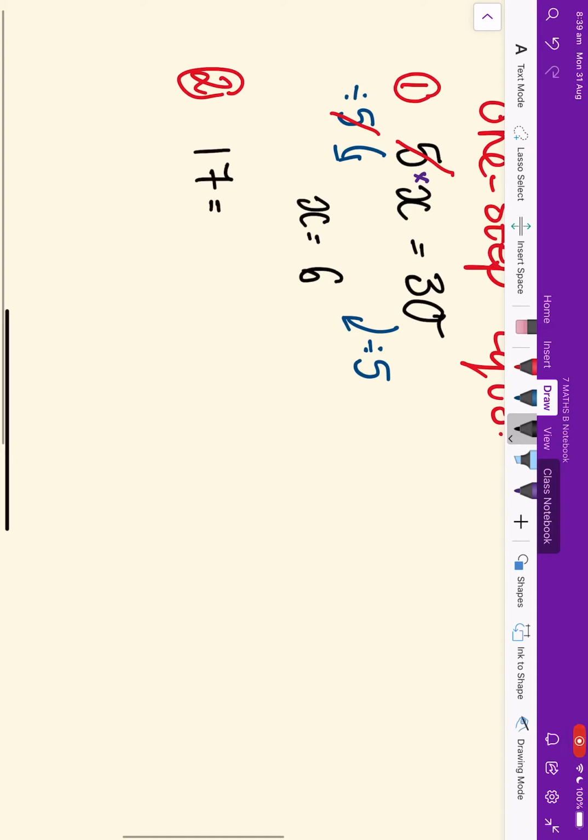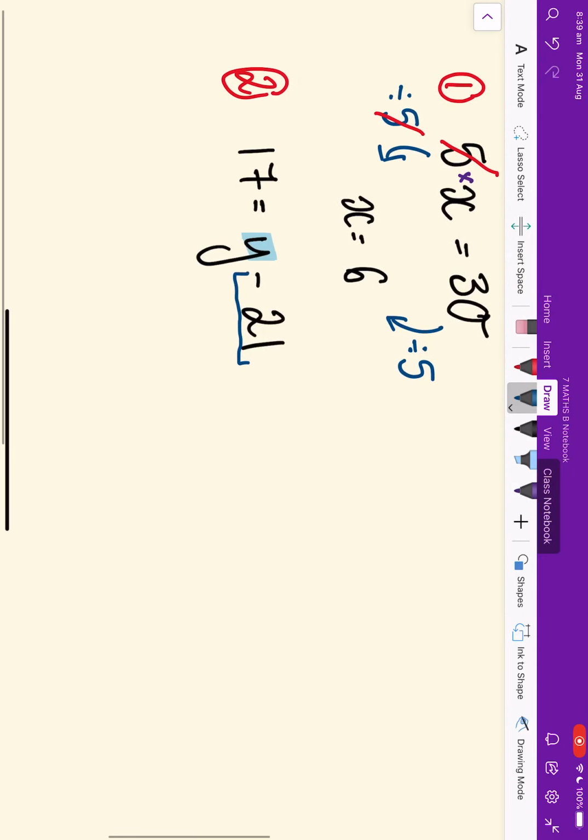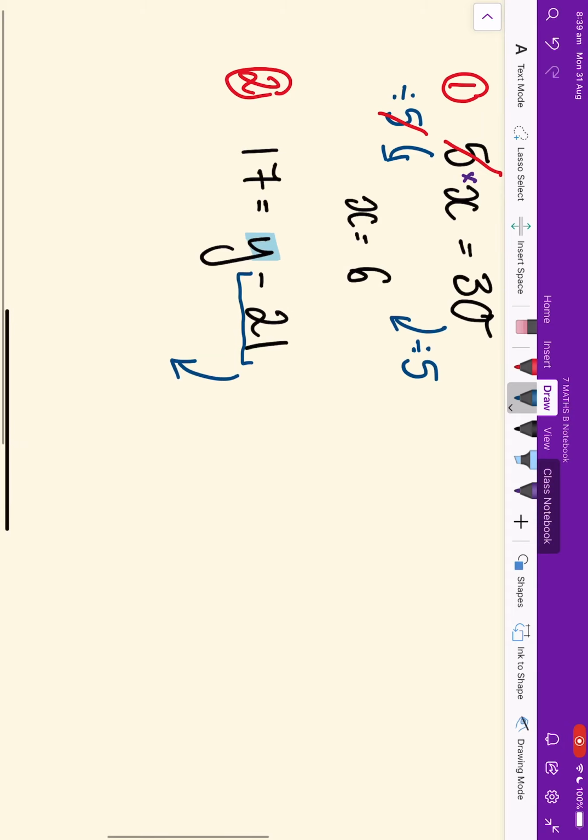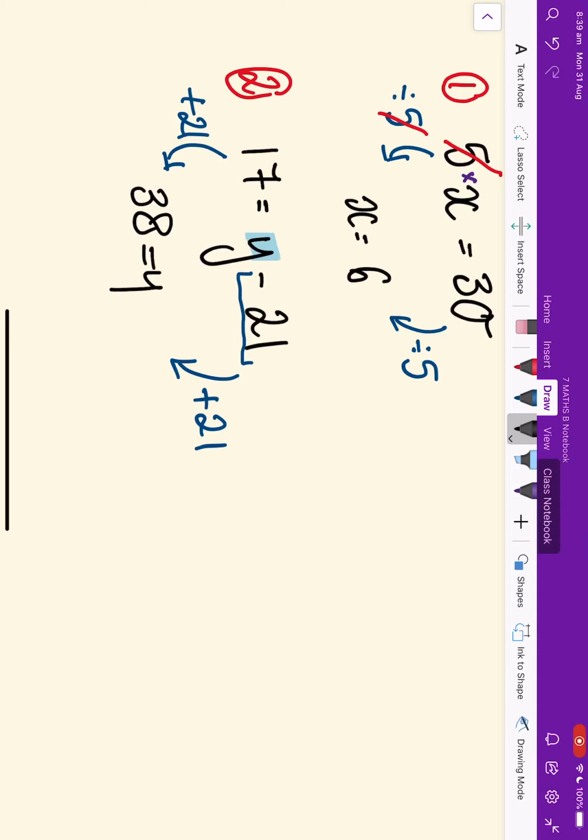17 equals y take 21. Remember, we want to get this pronumeral, so the y, by itself. At the moment, you can see that they're taking away 21, so let's do the opposite to get that y by itself. So we're going to add 21 to both sides, and you need to make sure you're always doing it to both sides, else you're not going to get the right answer. 17 plus 21 equals 38. And you've got y by itself, so 38 is your answer.